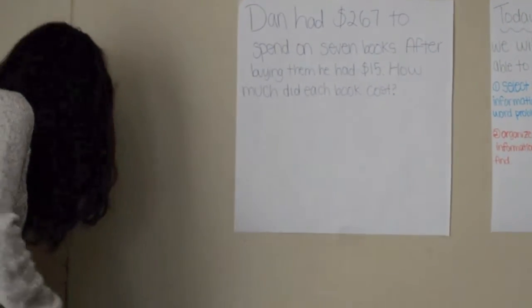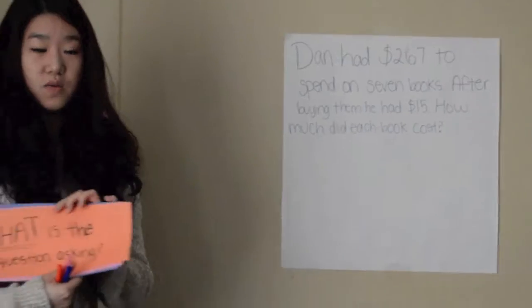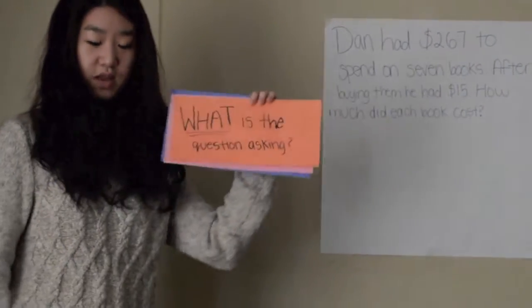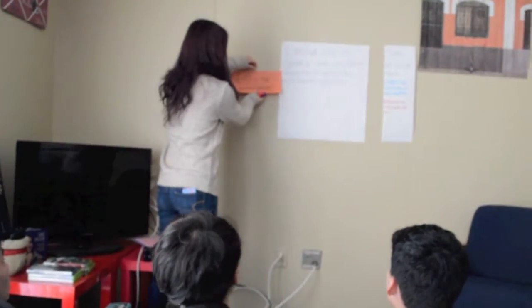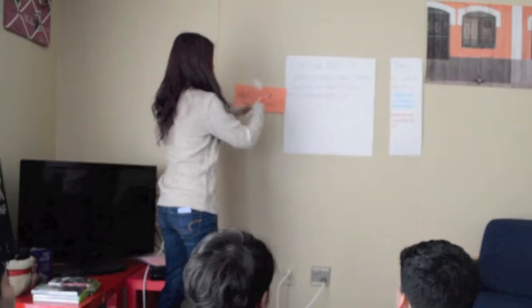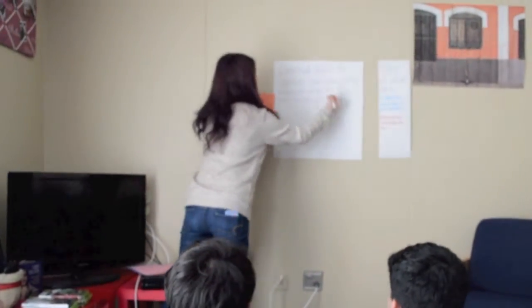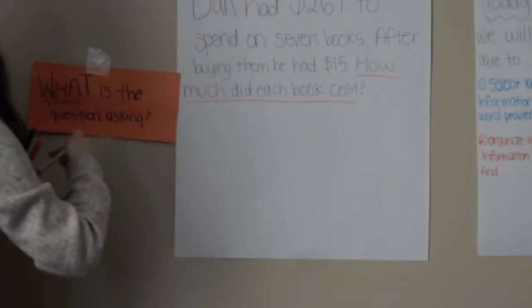So first, I want you to think about, what is the question asking? Can someone tell me what the question is asking? How much did each book cost? Absolutely right, John. Alright, so I'm going to underline that in orange, just like the card.